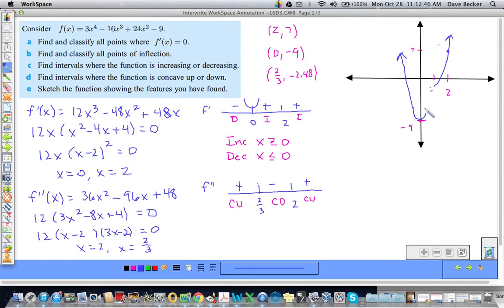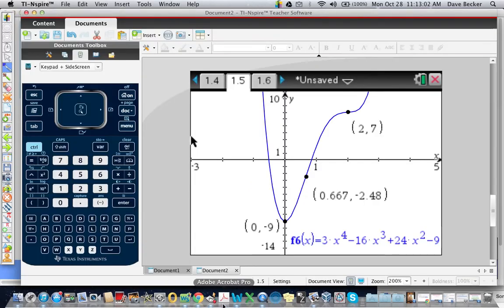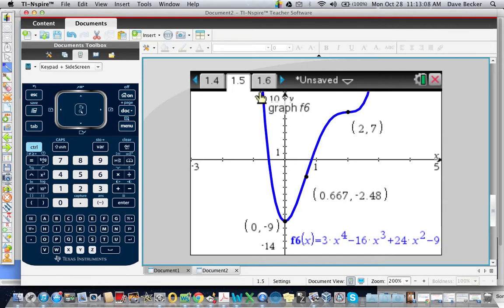Let me do that point again, because it becomes concave down to the point (2/3, negative 2.48). So there you have a neat little graph. Let's take a look at the Inspire to get a much better look at the graph, and you can see that we did pretty well. Concave up, then concave down, then concave up at our point of inflection, decreasing and then increasing the rest of the way. Okay, next example, let me go back here.